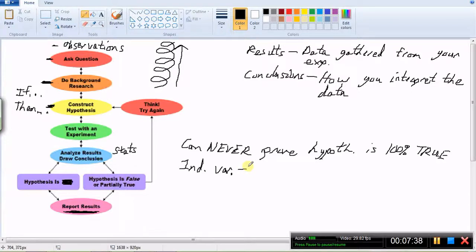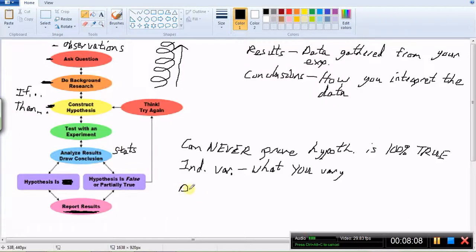So in our experiment, it's with the if statement, so if I vary the food of mealworms between potatoes and an apple, that would be the independent variable. It's what you're changing. You're changing what type of food they get. So let's say what you vary. The then statement would be your dependent variable.